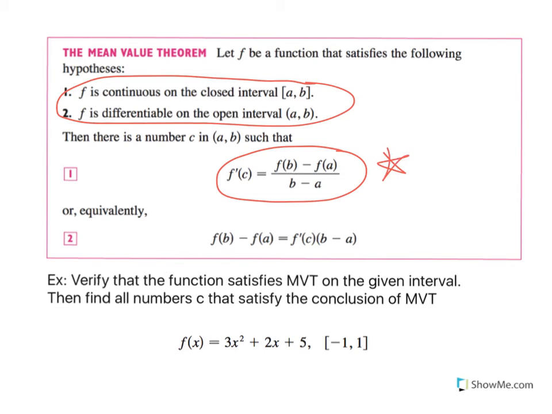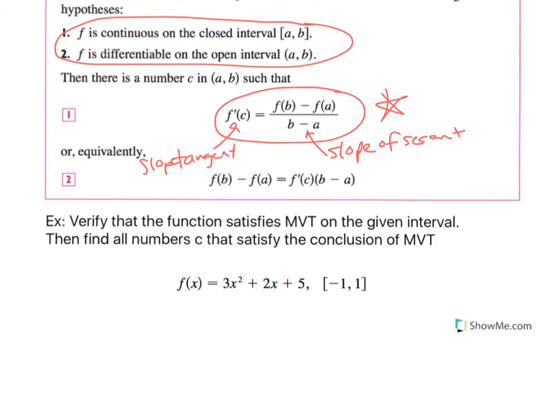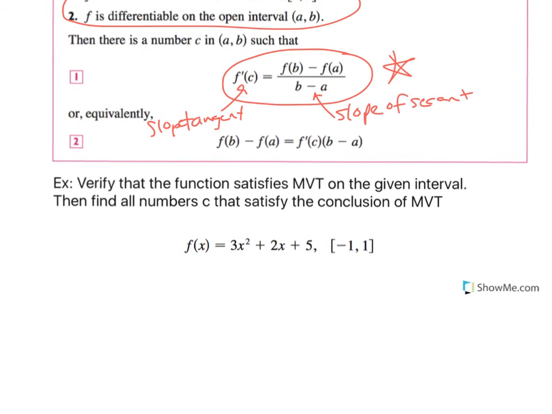And so if you think about this graphically, remember the derivative, that's the slope of the tangent line. And then this represents the slope of the secant line, slope between 2 points using average rate of change. And so it makes sense that if we're trying to see where they're parallel, that'd be where they're equal to each other.